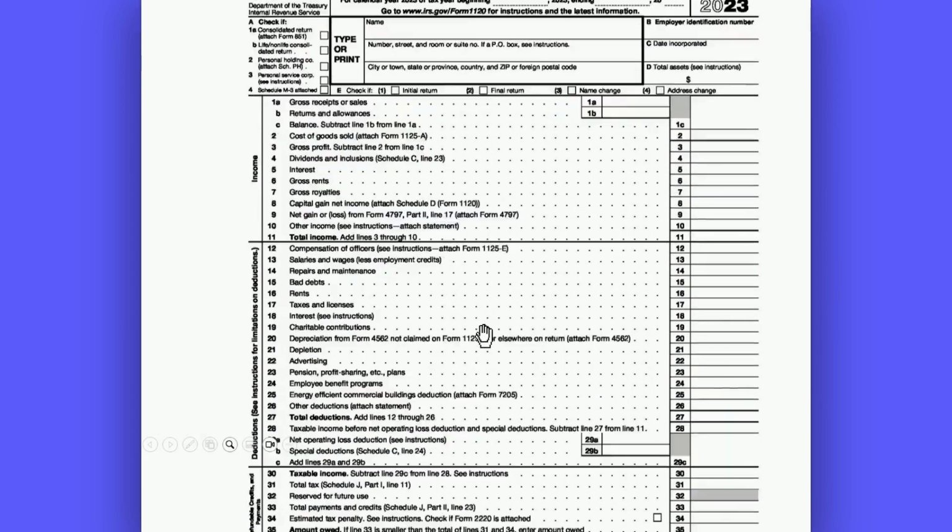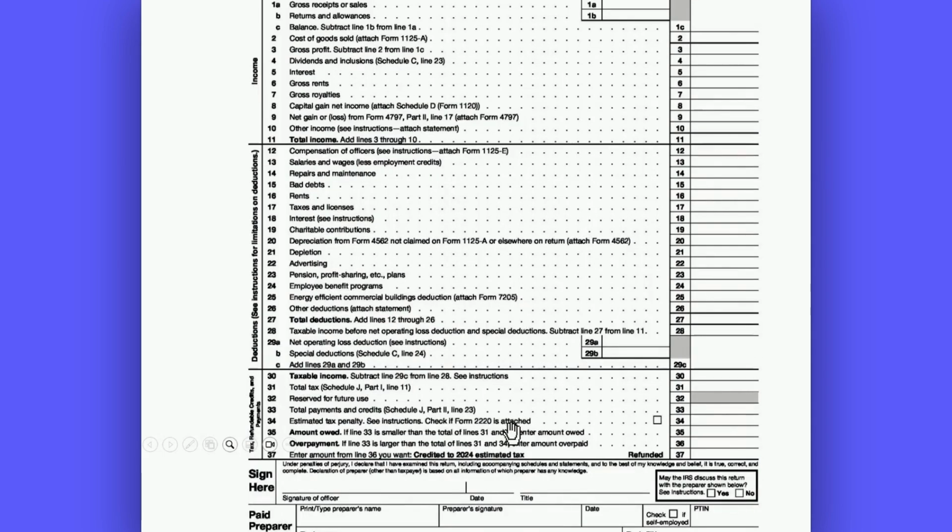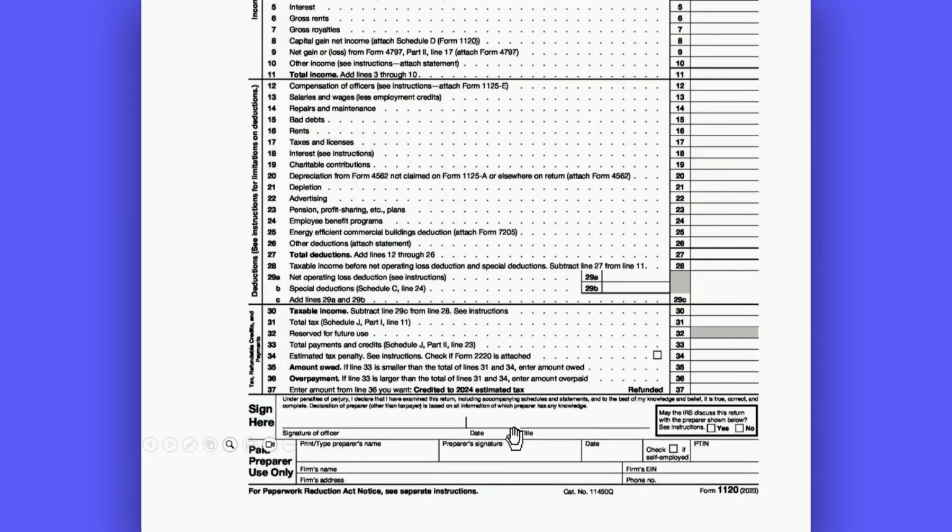Then it gets into the deductions, and then it comes down to the bottom, and it's more like the 1040, comes to taxable income, total tax, payments, and then it lets you know what is your amount due or your overpayment and your refund due. And then we're down to the signature blocks.